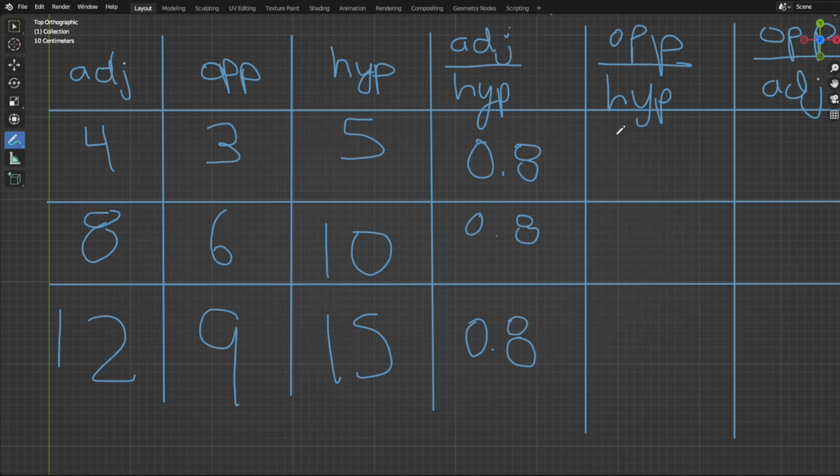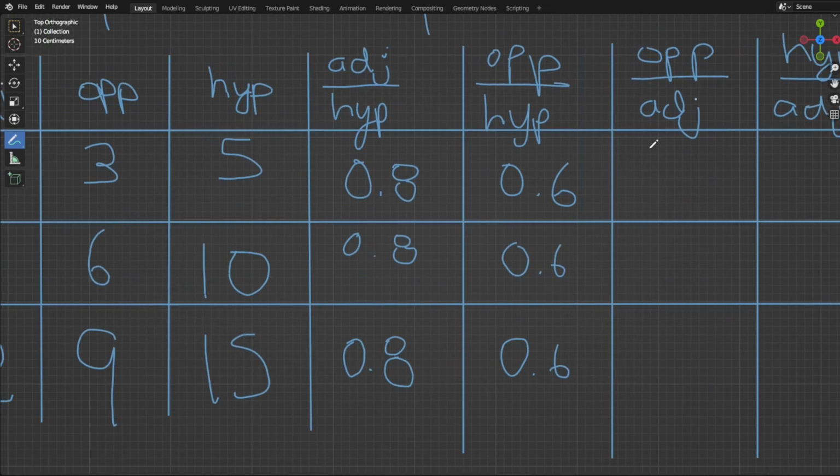All right, so opposite over the hypotenuse. That's 3 over 5, right? So 3 over 5, what's that? That's 0.6. 6 divided by 10, another 0.6. I'm pretty sure this is also 0.6, so I have to check that.